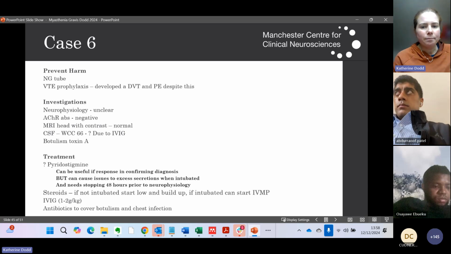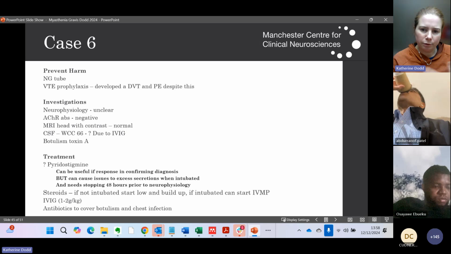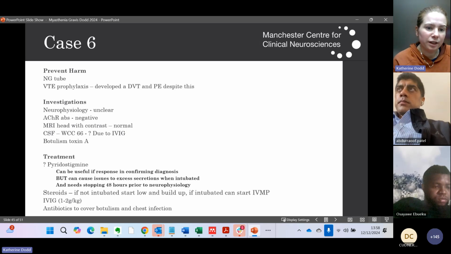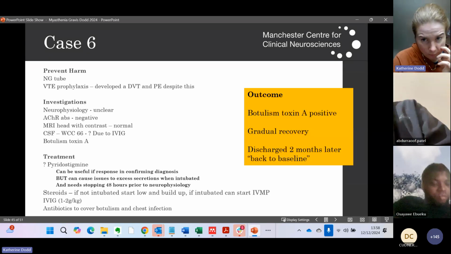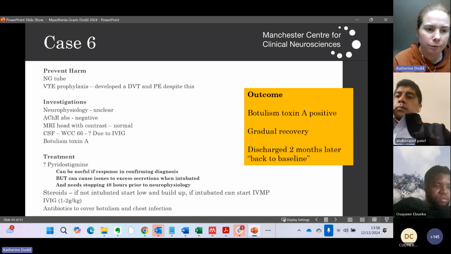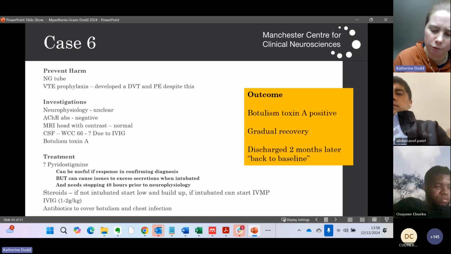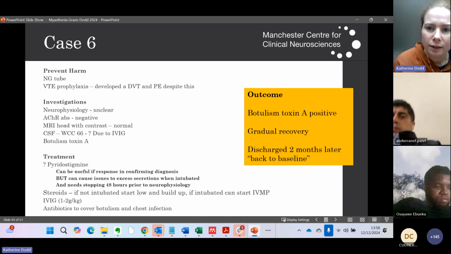Steroids, again, I think when he wasn't intubated, he started low, building up, but once he was intubated, went for the high dose. Gave him some IVIG to treat for the autoimmune differential diagnoses, and gave him antibiotics to cover botulism and his chest infection. And in the end, it was botulism. His botulism toxin A was positive, which has probably come from this wound from the road traffic accident in Jordan, and he gradually got better.